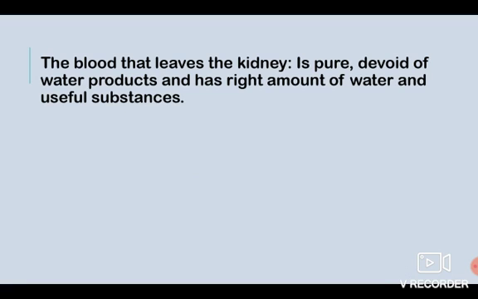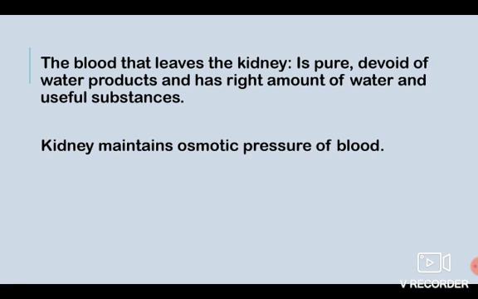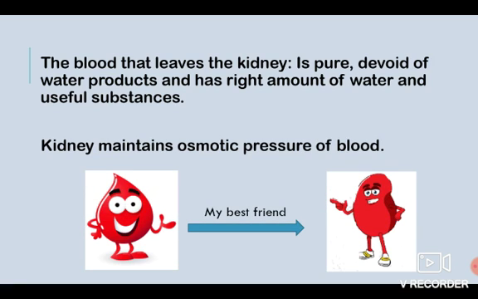The blood that leaves the kidney leaves through the renal vein. The blood is pure, devoid of waste products and has the right amount of water and other useful substances. Kidneys maintain the osmotic pressure of the blood. What do you mean by osmotic pressure of the blood? Osmotic pressure means the thickness of the blood. The kidneys remove excess water and excess salts from the blood and hence maintain its thickness and tonicity.